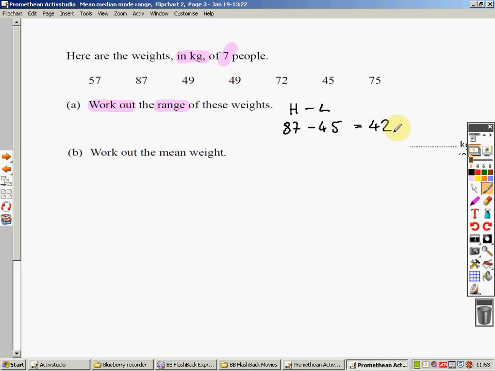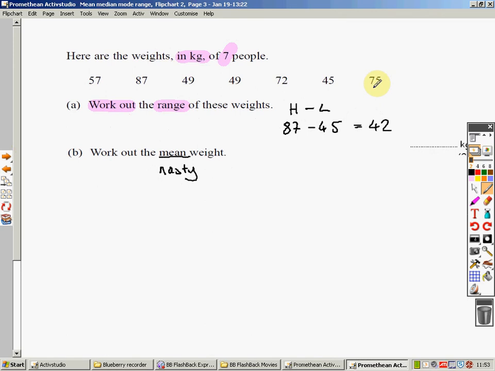Work out the mean weight. Now the mean, often the nasty one, and I think this will probably be on the calculator paper. So I now need to add up all of these numbers and divide by how many there are. Now it said there were 7 in the question. I'm just going to check they haven't made a misprint. 1, 2, 3, 4, 5, 6, 7. So I'm now going to go away and add up these numbers.